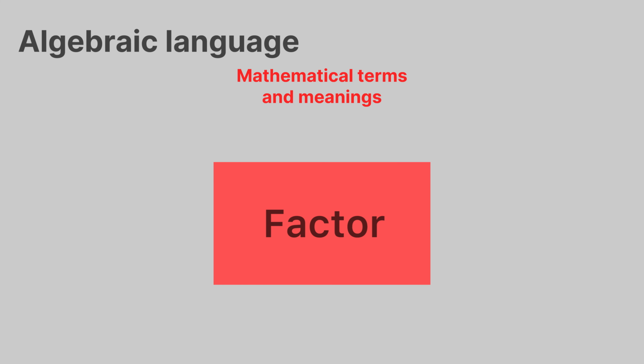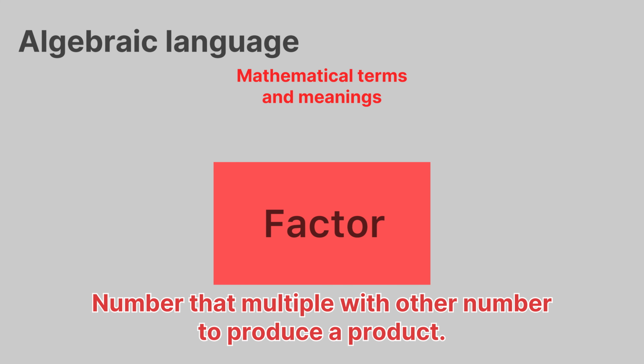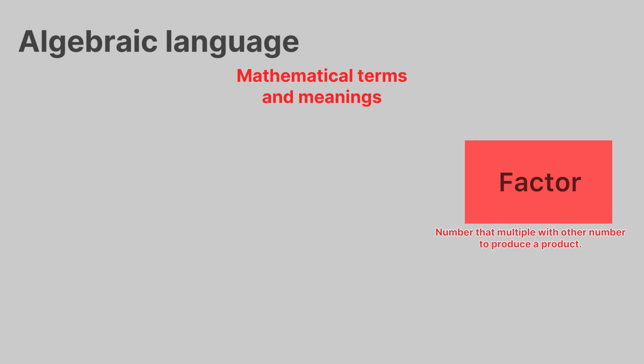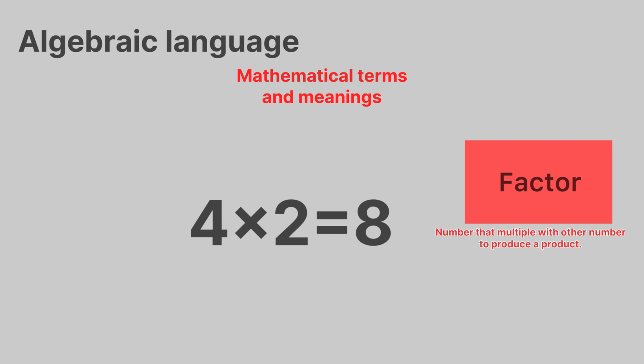Okay, so what is a factor? A factor is a number that multiplies with another number to get a product. Example, if I multiply 4 times 2, I will get 8. And then 8 we call a product. So what is a factor? A factor is 4 and 2 because those are numbers that were multiplied to get a product. Which means the factors of 8 are 4 and 2.